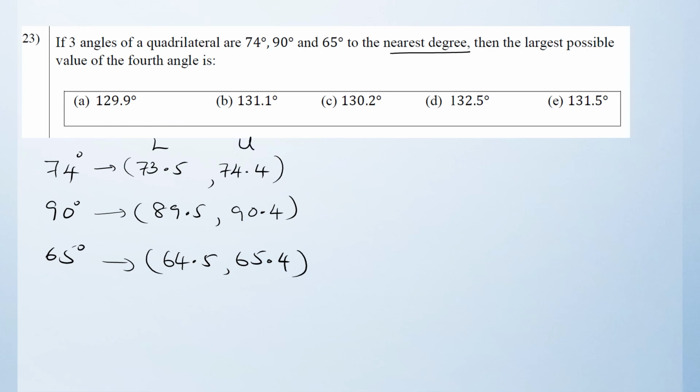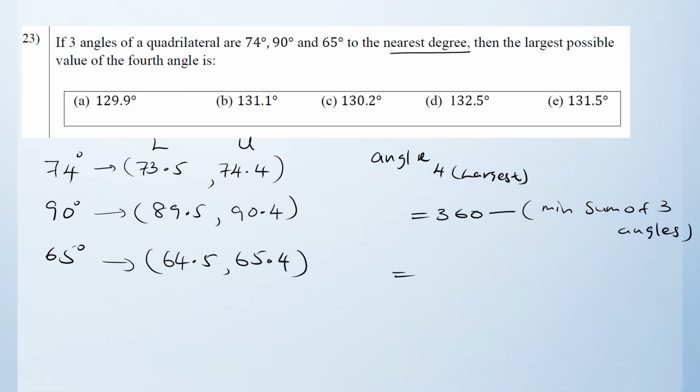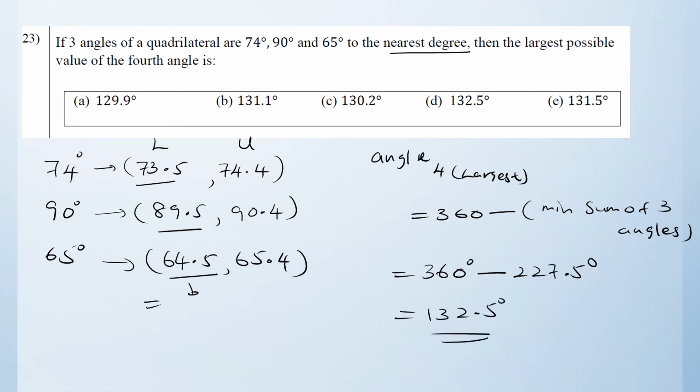Then the largest possible value for the fourth angle equals 360 minus the minimum sum of the three angles. The minimum sum of three angles is given when we add the lower limits. So we have 360 degrees minus the summation of these three, which is 227.5. So the difference is 132.5 degrees. So we have D only.